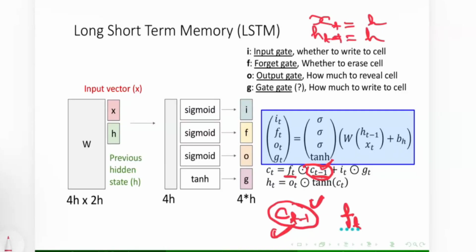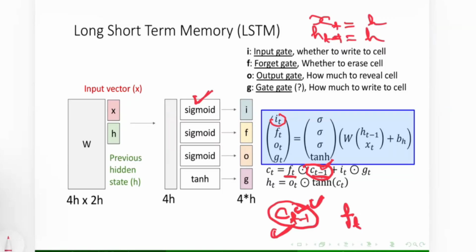So it will take the CT minus 1 from the previous state, and then it will apply the FT. And FT is your gate. Now it will decide which value I should carry forward, which value I should erase, or how much I should erase. And that you are controlling with this FT. And how is FT coming? FT is coming from whatever value you are getting here, then you are applying the sigmoid.